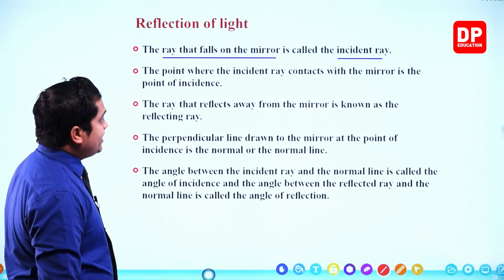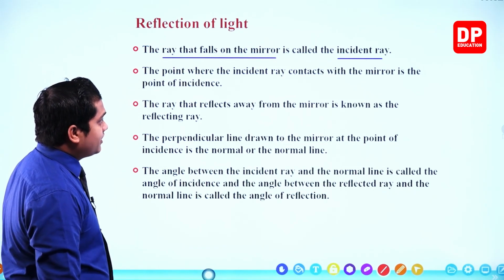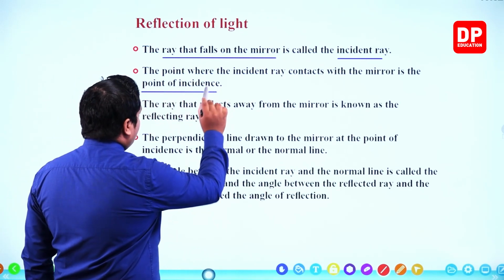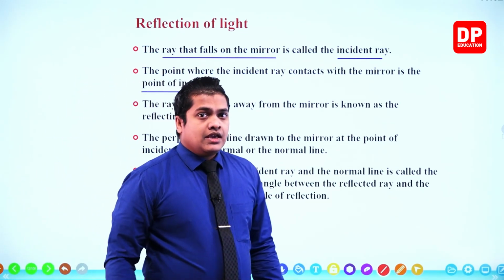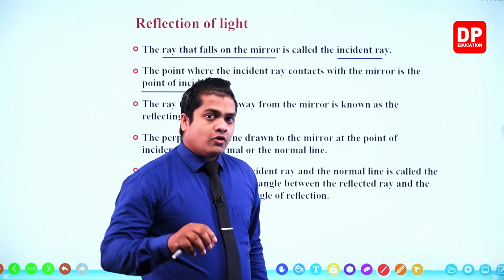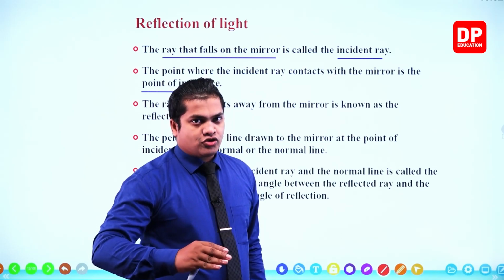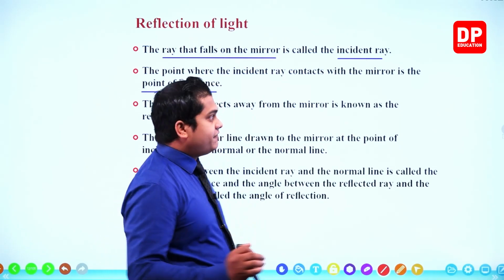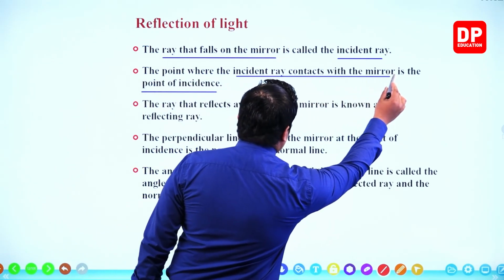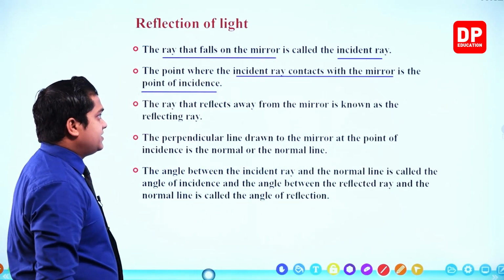Next one, the point where the incident ray contacts the mirror is the point of incidence. So once again, the point of incidence is the point where the incident ray is going to hit the mirror surface, or else that is the point of reflection. So the point where the incident ray contacts the mirror is the point of incidence.